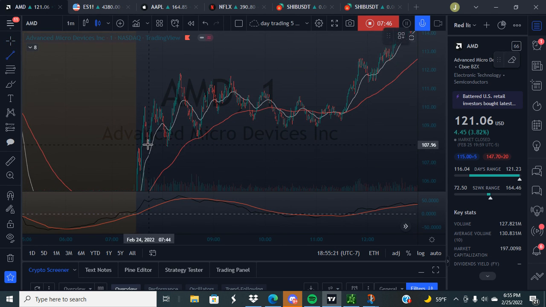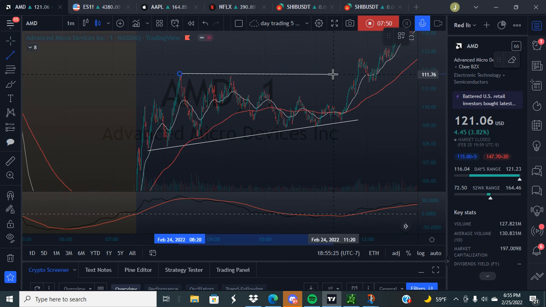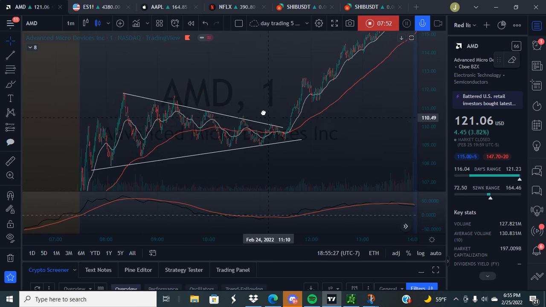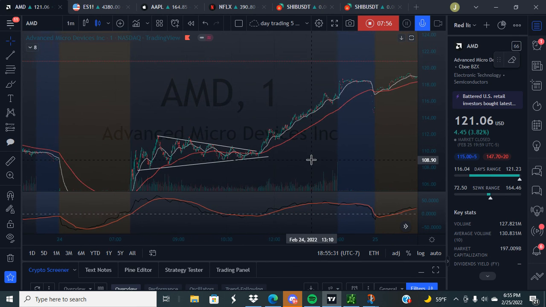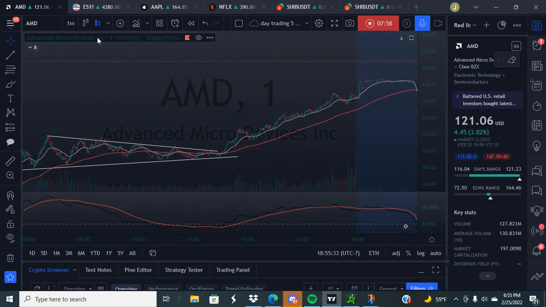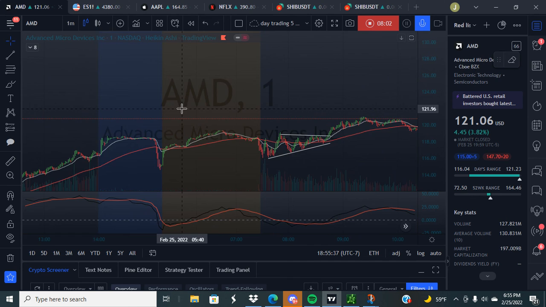It slows it down too. Sorry, it's too quick for me, and I want it slowed down. So you can see this clear wedge on the 1 minute chart on AMD leading to a large breakout. And this actually was a perfect example of the Heikin-Ashi candles.